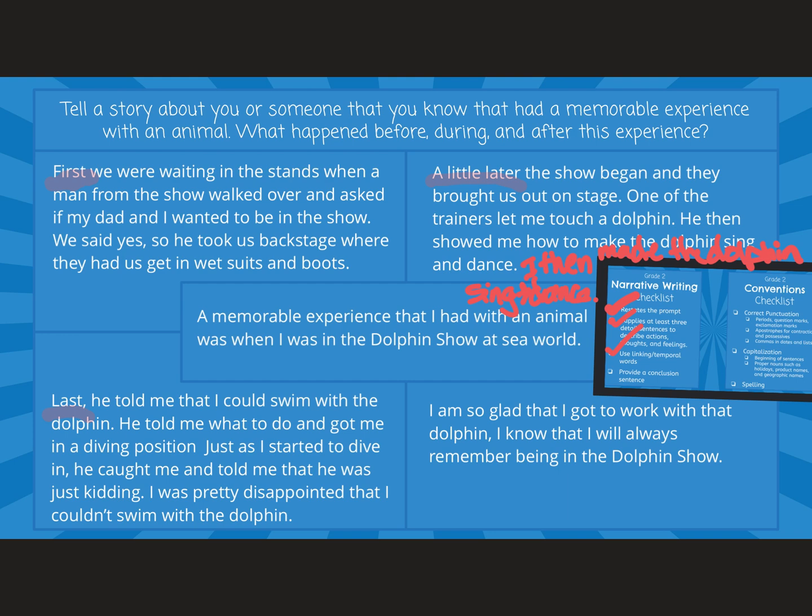Next, provide a conclusion sentence. That's down here. I am so glad that I got to work with that dolphin. I know that I will always remember being in the dolphin show. So it kind of restated the prompt, memorable experience, something that I will always remember, dolphin show. And dolphin show implies that my experience was with a dolphin, right? If you hadn't been paying attention to the rest of the story.